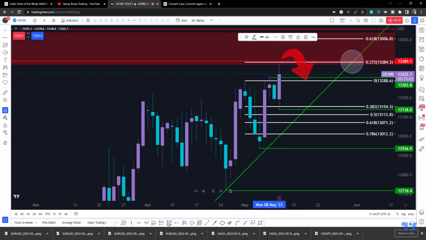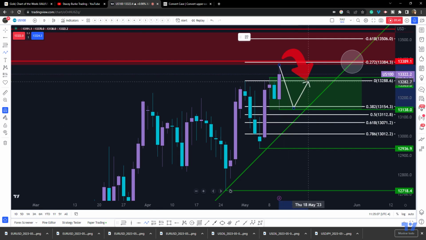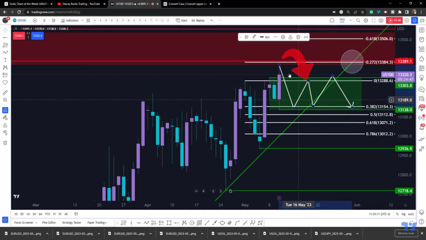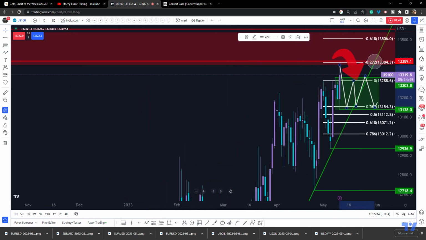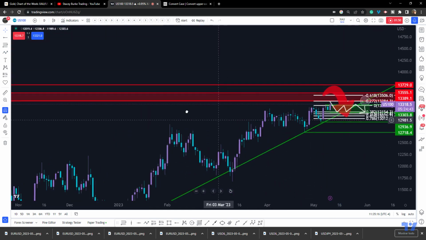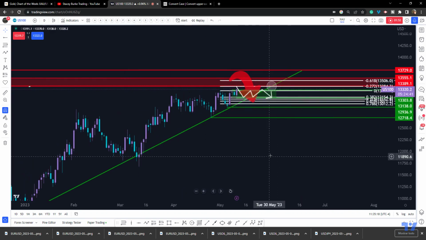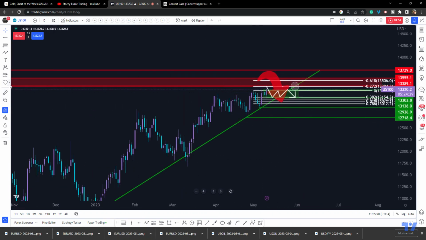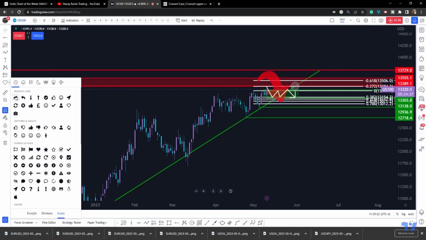Okay, so we could see some consolidation between those areas. Something like that, potentially. And that would signify that this trend is decelerating, and then we're looking for shorts after that.